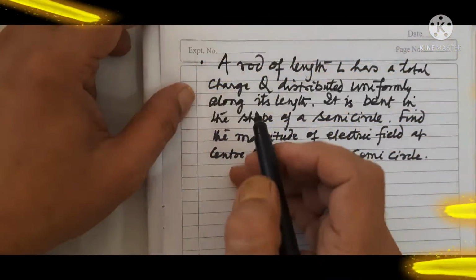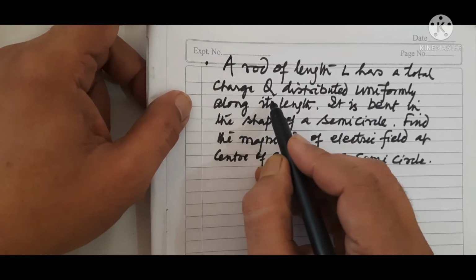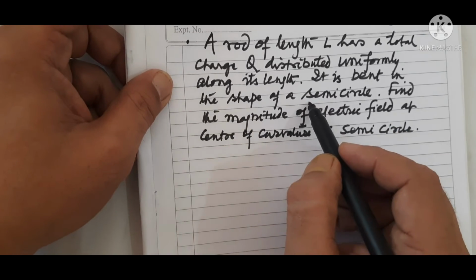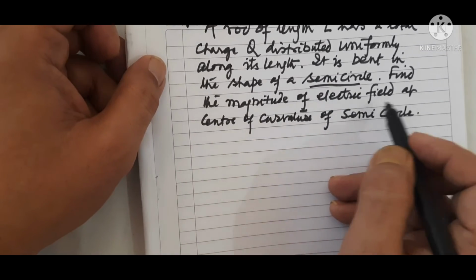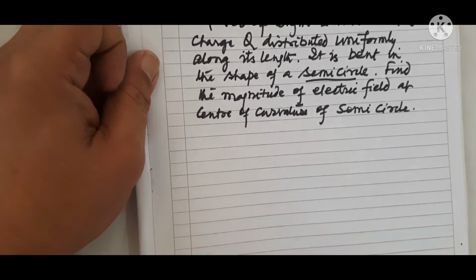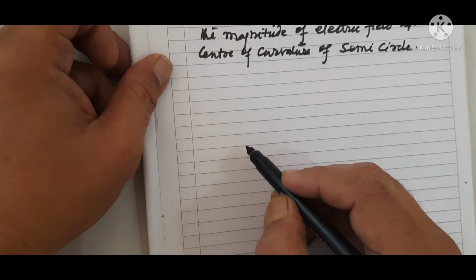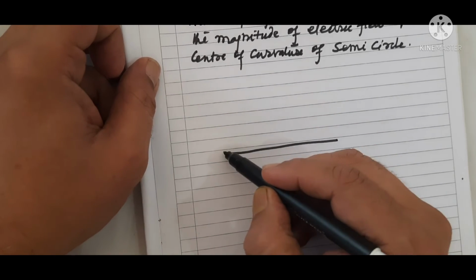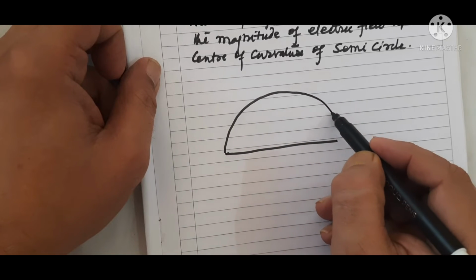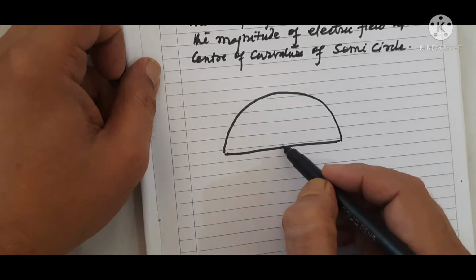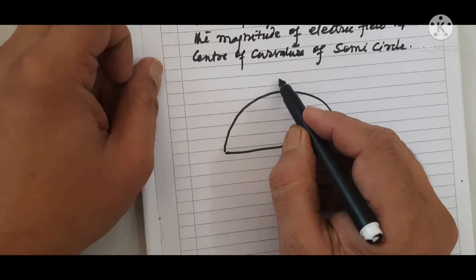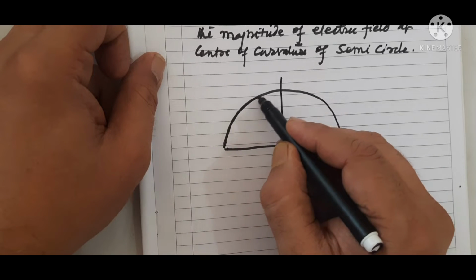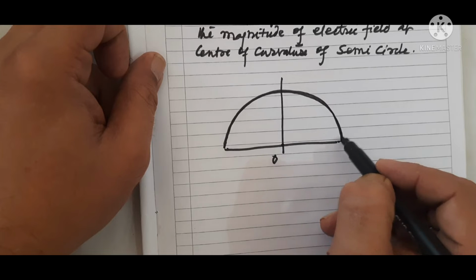Another interesting question. A rod of length L has a total charge Q distributed uniformly along its length. It is bent in the shape of a semicircle. Find the magnitude of the electric field at the center of curvature of the semicircle. So the diagram is like that. Semicircle is there. Semicircular. This is the center. This is a rod having charge Q.